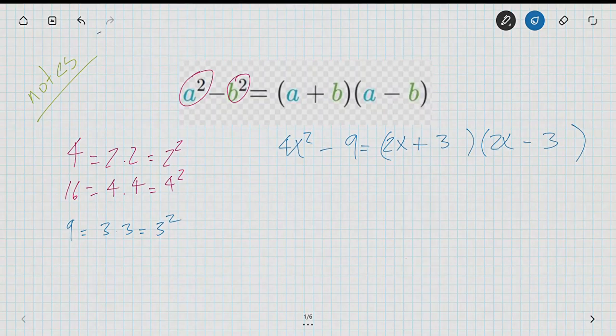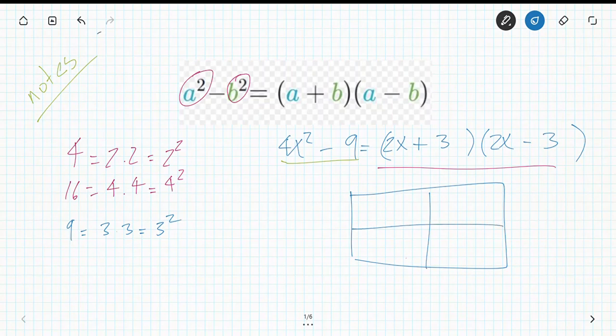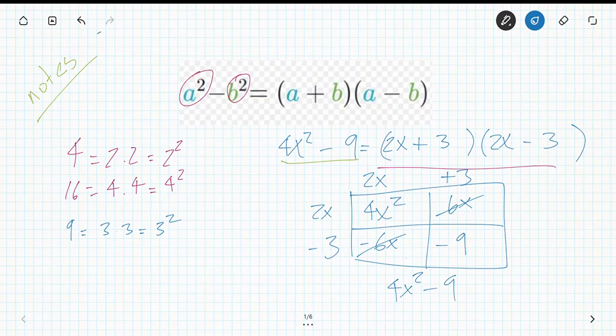Now what do we do? I want to check if this expression is equivalent to the original expression. How do I check? I must use our handy box method. So you draw your box. You can also use the distributive property, but we're more comfortable using the box method. 2x plus 3, and the other one is 2x minus 3. You multiply the corners. 2 times 2 would give me 4x squared, and 2x times positive 3 would give me positive 6x. This would give me negative 6x, negative 3 times 2x, and lastly I get negative 9 here. I eliminate the like terms and I get 4x squared minus 9, which is exactly my original expression. So these two factors work.